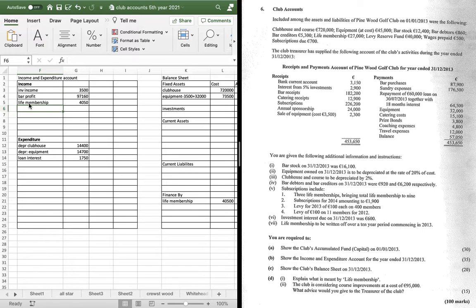All right, so that's our life membership done. Next one is levy reserve fund. It's normally just double, but it's probably not in this case because of this from a mock. So it starts off as 40,000, and then you take your levy here, 100 by another 400, so that's another 40,000. So it's 80,000.